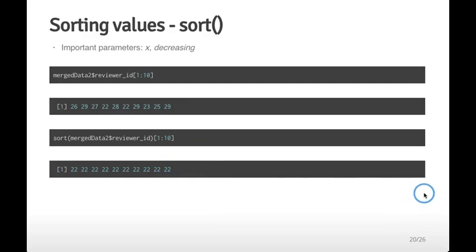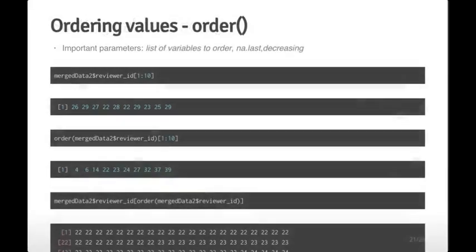Importantly, you notice that sometimes you have 22 as the same value for this variable, and so all the values that are 22 get sorted into a fixed order. When you want to sort a data frame by a particular variable, then you can use the order function. The order function takes a list of variables to order, an na.last parameter, which tells you where to put the NAs, and whether to sort values into decreasing or increasing order, just like with the sort function.